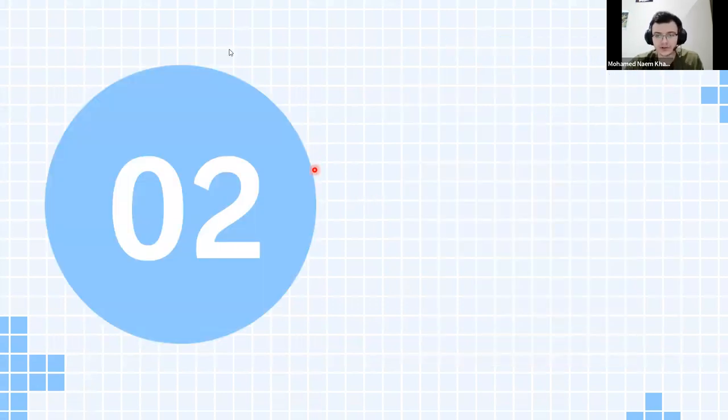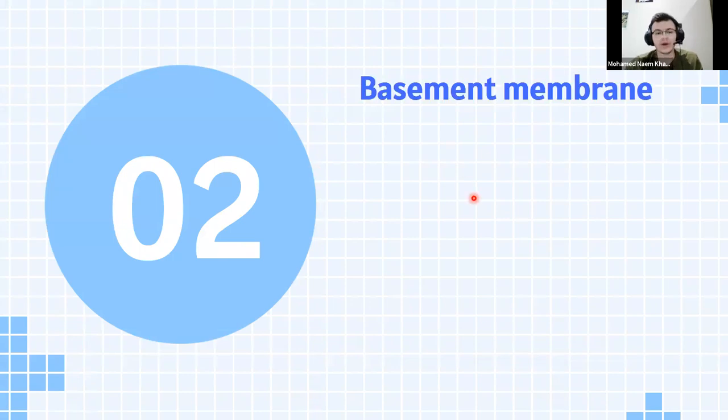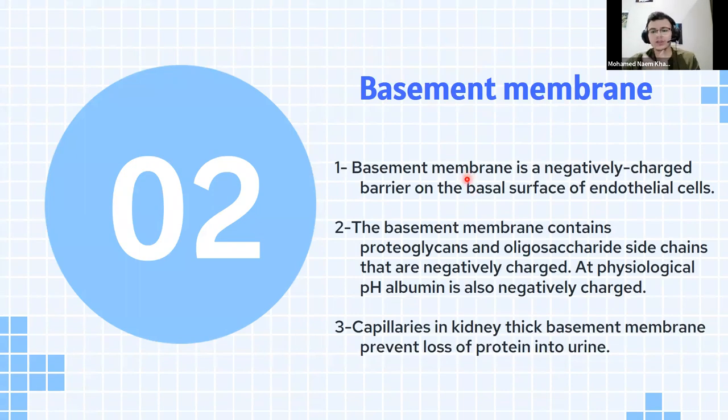So the second structure that we said, which is the basement membrane. Okay, now, endothelium cells, outside of it is the basement membrane. So the basement membrane is a negatively charged barrier on the basal surface of the endothelial cells. Okay, so why is that important? Why do you think this is important?